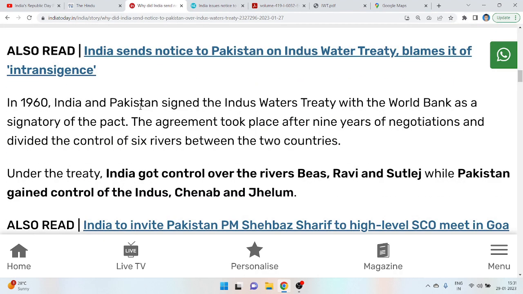Now, in 1960, India and Pakistan signed the Indus Water Treaty, as we all know, with the World Bank as a signatory of the pact. The agreement took place after 9 years of negotiation and divided the control of 6 rivers between the two countries. That agreement was signed in 1960, but it will actually be implemented nearly 9 years later, from 1970. Why is there a big gap of nearly 9 or 10 years? Because suddenly you cannot implement the treaty, suddenly you cannot stop the water from flowing.